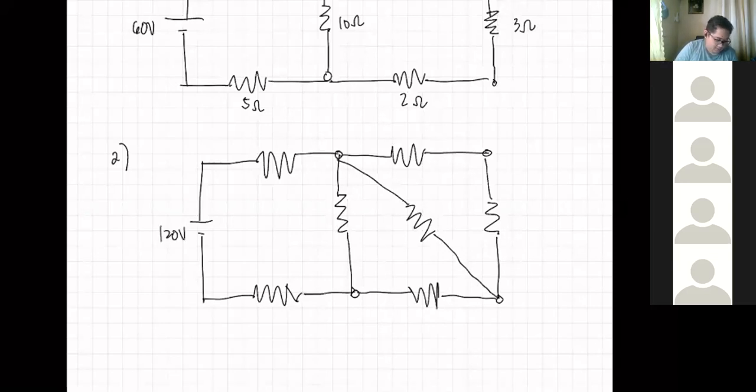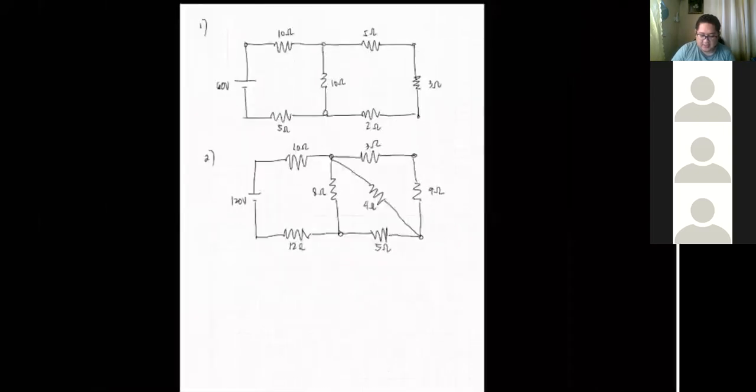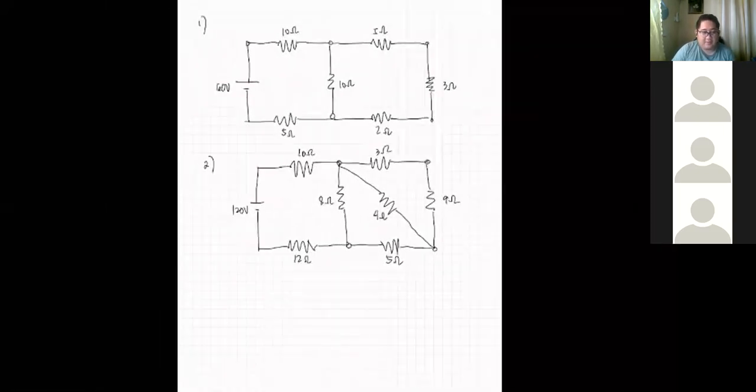So, 120 volts, 10 ohms, 3 ohms, 9 ohms. We have 4 ohms, 5 ohms, 12 ohms, tsaka 8 ohms. Okay. So, yan lang. Combination siya ng series and parallel. So, practice problem lang ito. Then, by next meeting, i-solve natin ito. Okay?